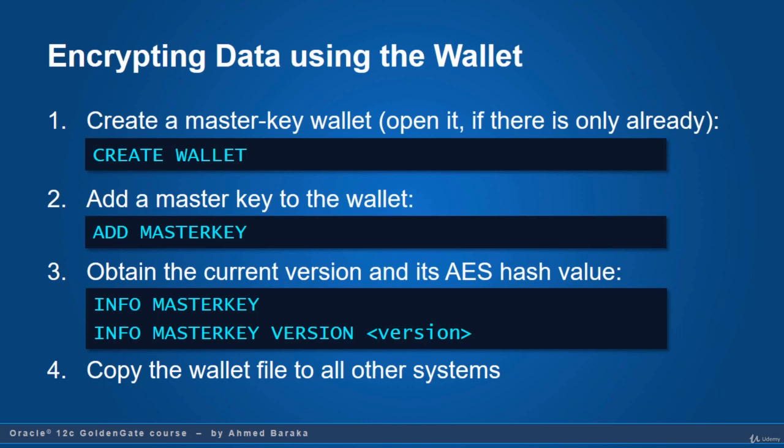To obtain the hash key of the master key, use the command info master key version, followed by the version that you got from the previous command. Take a note of the hash key returned by the command. Copy the wallet file to all the systems in your configuration.